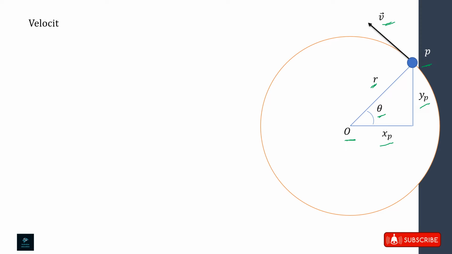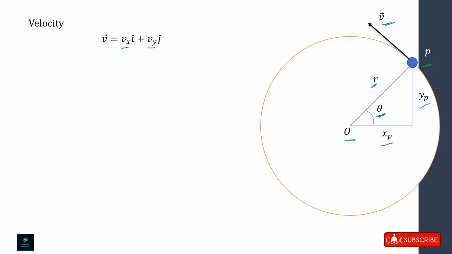We can write the velocity vector as Vx i plus Vy j. Now we would like to write Vx and Vy in terms of angle theta.